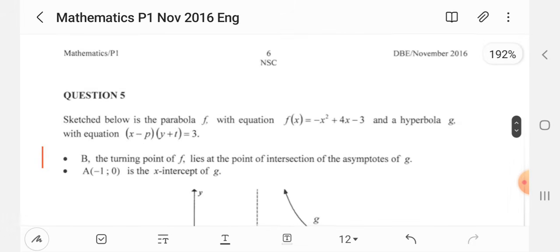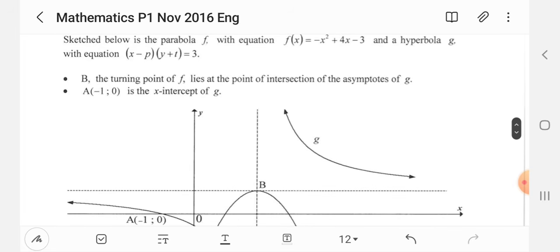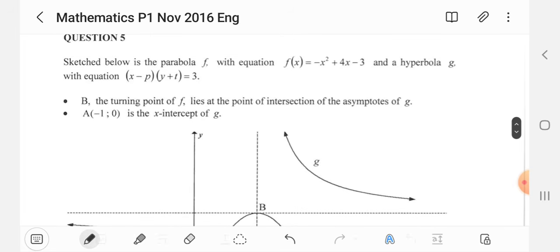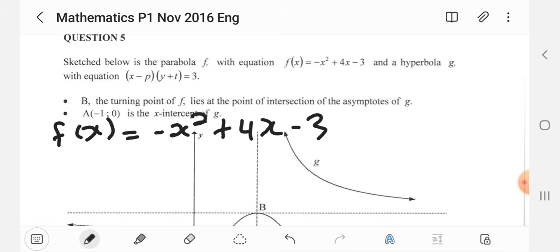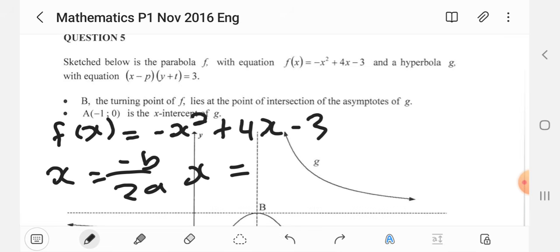So the parabola is given in the form of f at x equals -x² plus 4x minus 3. So we use the formula b over 2a for the turning point. So x equals negative b over 2a. So x equals, this is b, that will be -4 over 2 into -1. So this is -1.